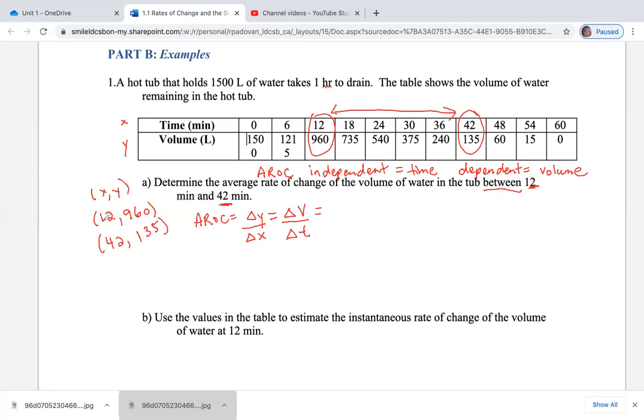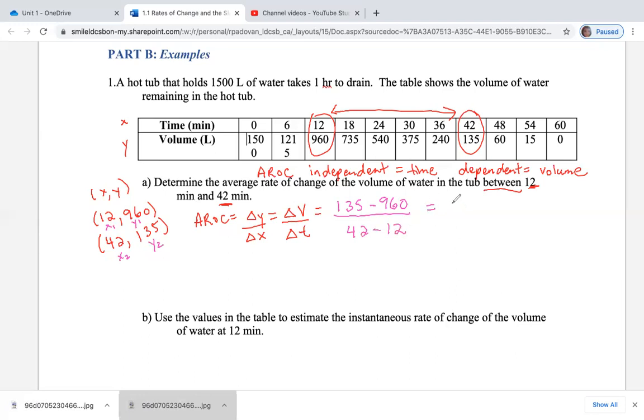So for some of you, it still might help to label. If this was my X1 and this was my Y1, this is my X second point, this is the Y value of the second point, and then just go from there. So Y2 minus Y1 would be 135, take away 960, divided by the X value of 42 minus 12.